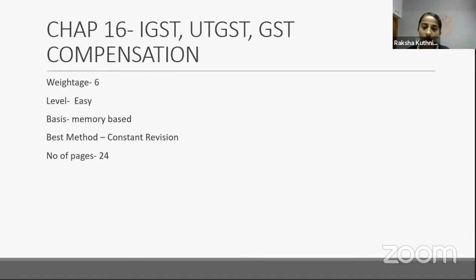Very easy. And look at the amount of marks here. 6 marks, okay? 6 marks, easy peasy chapter. Again, constant revision. Number of pages, 24.